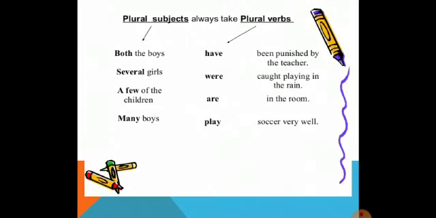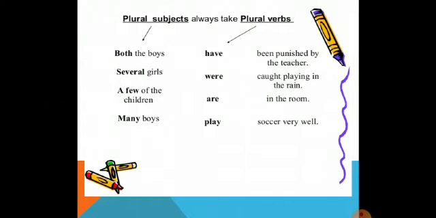Now I have some indefinite pronouns that are already plural subjects, and it's very clear when I say, for example, both the boys. So I have both, and I have already boys. So the verb will be plural. Both the boys have been punished by the teacher.